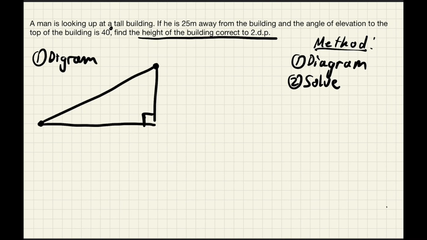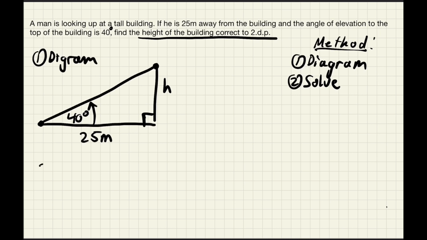Now, we're told that he's 25 meters away from the building, so he's 25 meters away from the base of the building there. We're also told that the angle of elevation, this angle here to the top of the building, is 40 degrees. And we need to find the height of the building here, correct to 2 decimal places. Just by talking through that, we've already got our diagram, our right angled triangle that we need to work with.